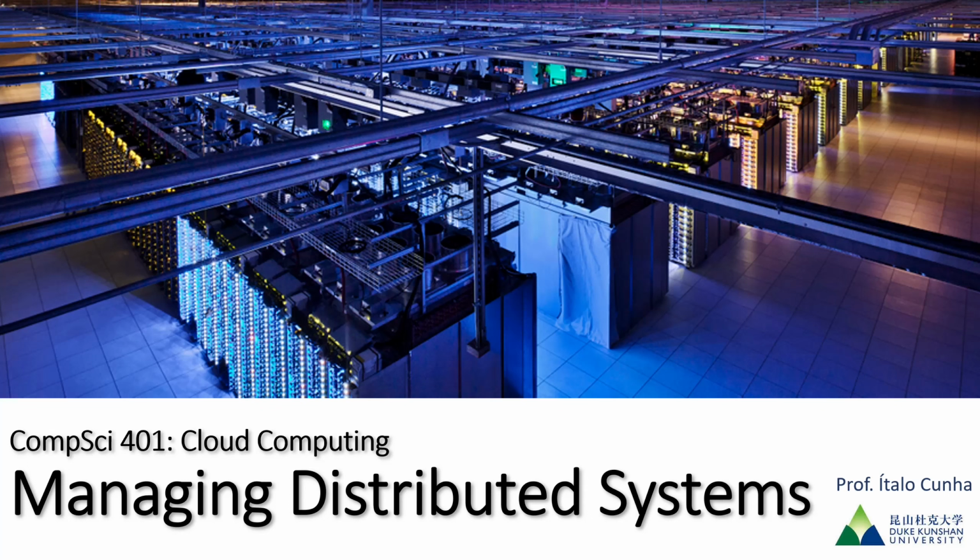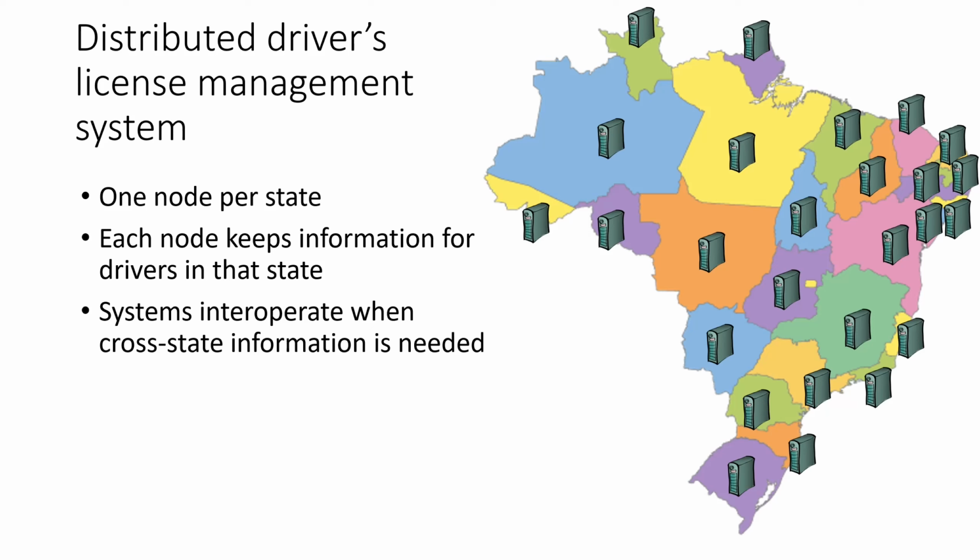Hello team, in this video we're going to talk about how to manage distributed systems. So let's consider the system that tracks driver's license information in Brazil. In this system, we have one node per state, and each state keeps track of that state's drivers. For example, my driver's license is from Minas Gerais, so the state over here. And the nodes interoperate when they need to exchange information.